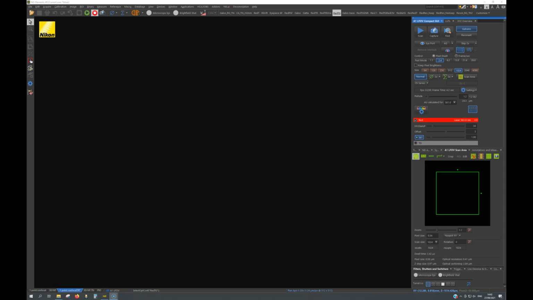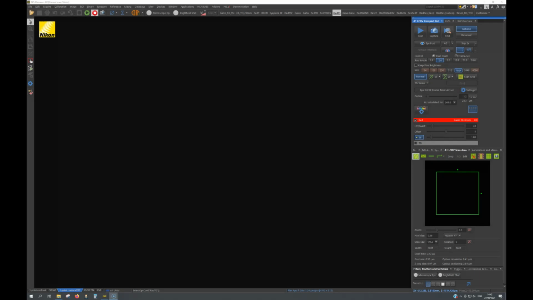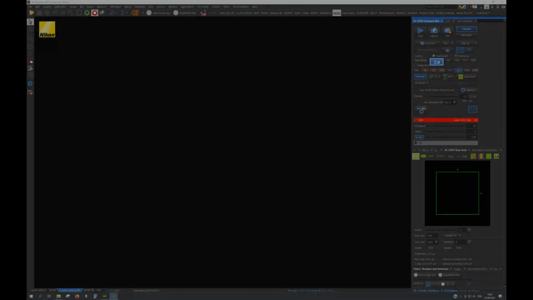In this mode, we can also choose between a lot of different dwell times. The dwell time is the time the laser spends on a pixel. The longer the dwell time, the more photons you collect, but you will also bleach more and you will increase the time to acquire an image. In this case, we'll choose a dwell time of 2.4 microseconds.